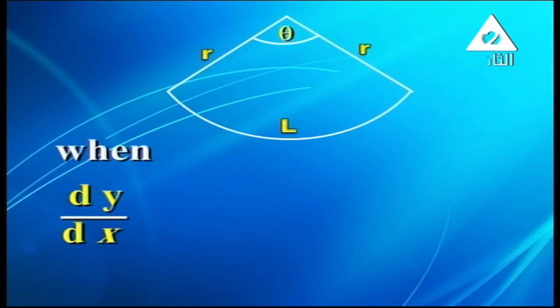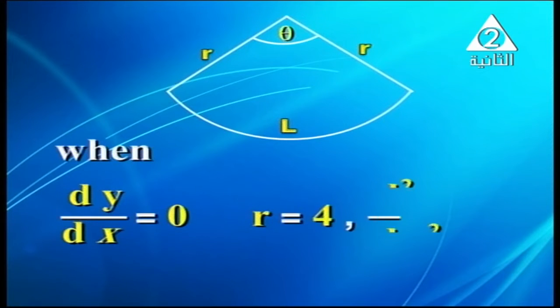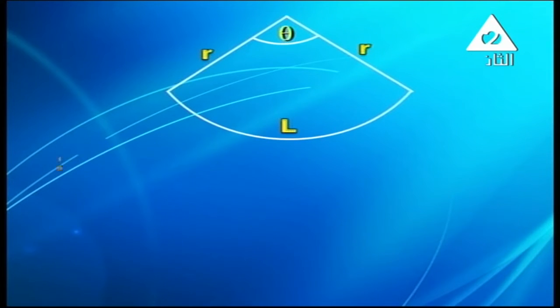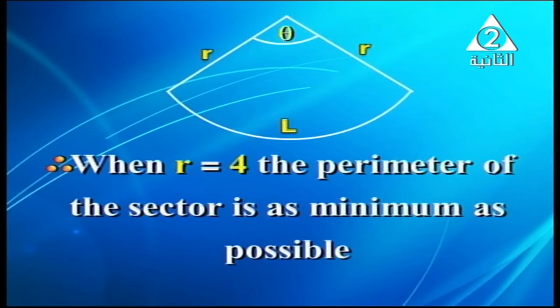When, my dear student, db over dr equals 0, r equals 4. Then d2b over dr squared is more than 0. When r equals 4, the perimeter of the sector is as minimum as possible.